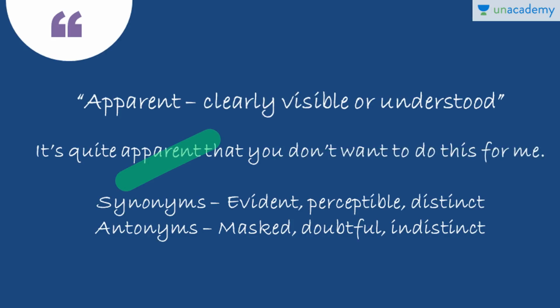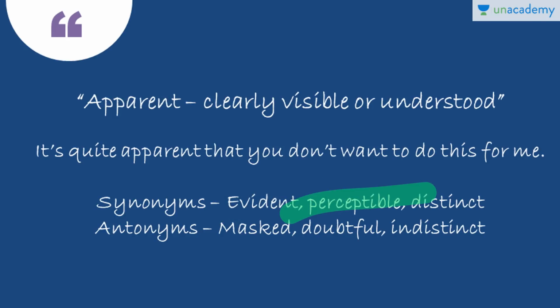Now let's talk about the synonyms and antonyms. Like the word apparent, the first synonym is evident. Again, something which is clearly seen, something which is evident, that is something which is clearly seen. The next is perceptible.